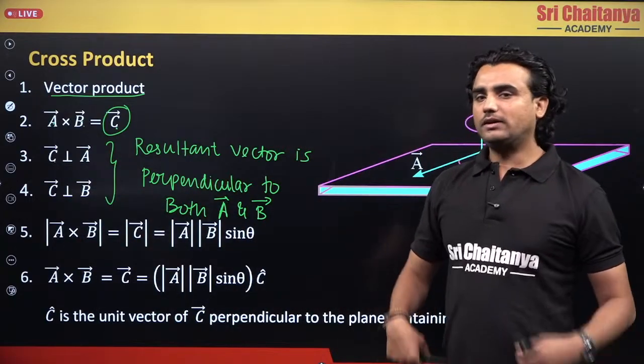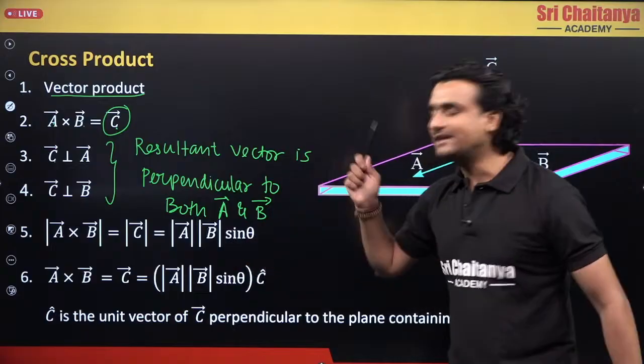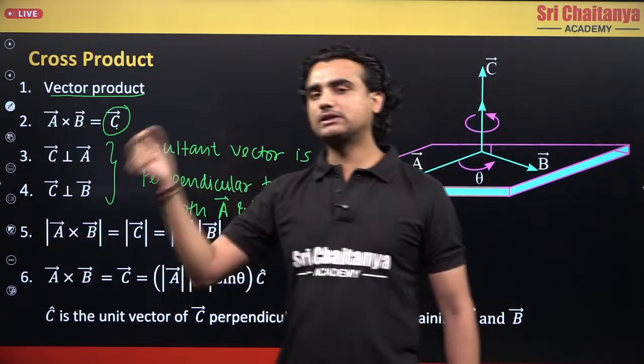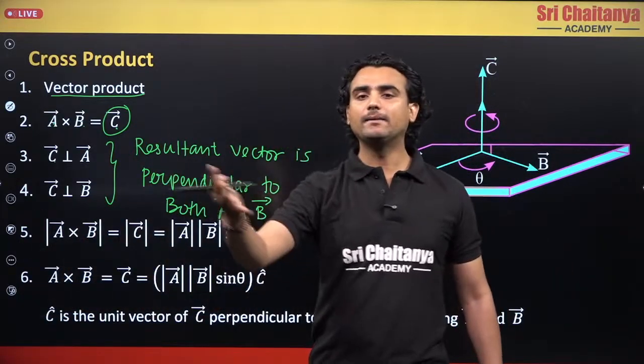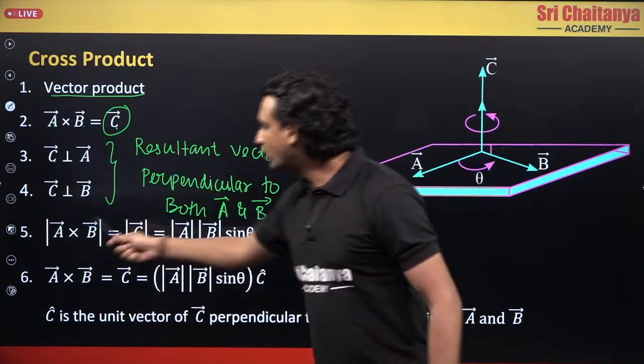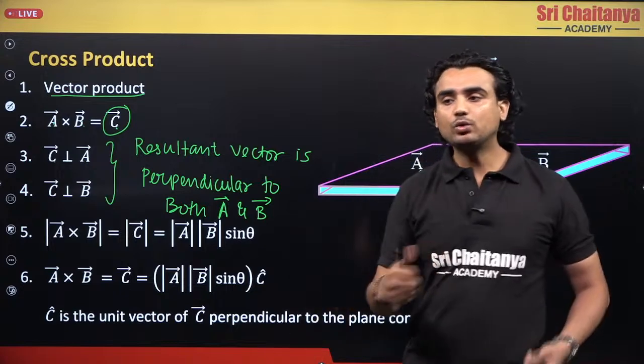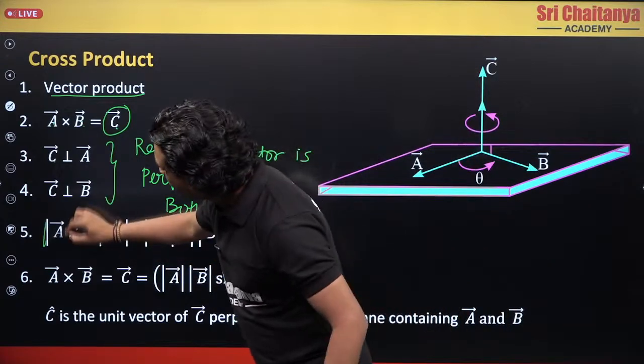Now next, the formula to calculate the magnitude is mod A mod B sin theta. There, what is the formula? A dot B was mod A mod B into cos theta. But here, when I do mod A mod B into sin theta, what am I able to calculate? I am only able to calculate the magnitude.